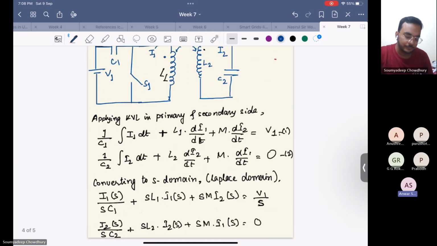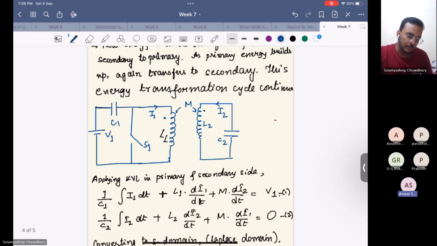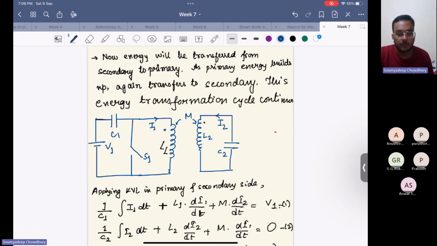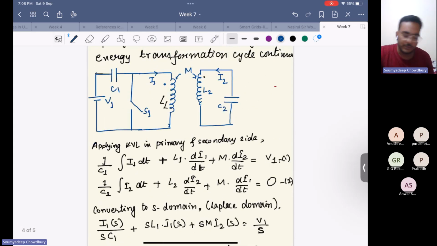Sir, there should be a resistor also in this circuit, correct? Yes, a resistor should be there. But if I include the resistor, these equations will be more complex. That's why I have ignored the loss component here. Sir, you can do it with the resistor.